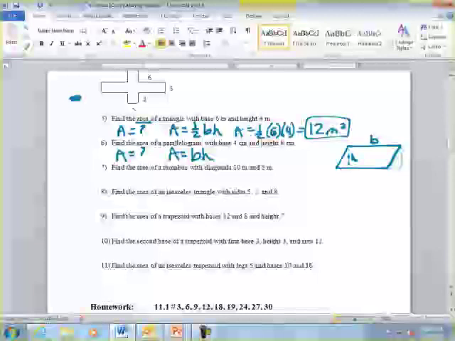Just make sure that when you're doing height, height is vertical. It's all perpendicular to the slanty side.